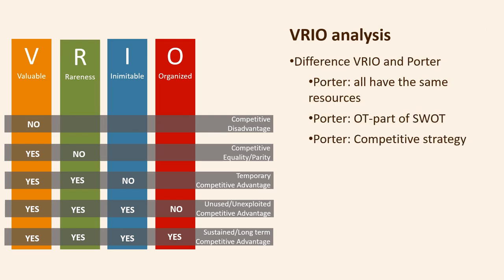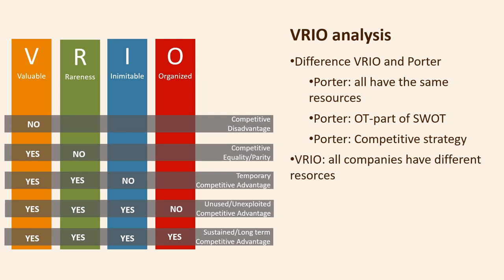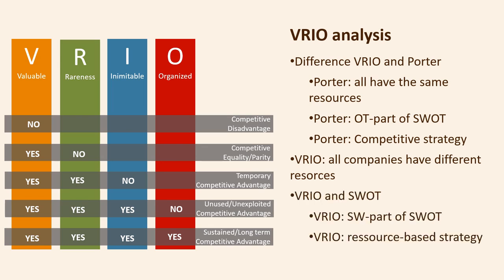There is an essential difference between Porter's value chain analysis and Barney's VRIO analysis. Porter's starting point is that all companies have the same resources and cannot create lasting competitive advantages. Therefore, Porter focuses on the OT parts of the SWOT analysis. Porter's theory is a competitive strategy. The VRIO analysis assumes that all companies have different resources and thus can create lasting competitive advantages. The VRIO analysis focuses on the SW part of the SWOT analysis. It is a resource-based strategy.